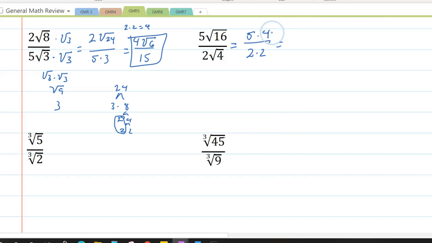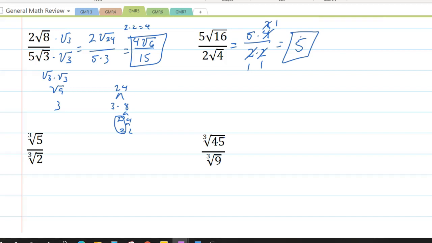Before I multiply these, I can reduce. 4 can become a 2 and cancel out. This 2 can become a 1 and cancel out the other 2, which gives me an answer of 5. Remember, always give your answer in simplest form.